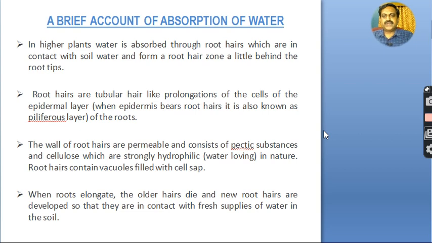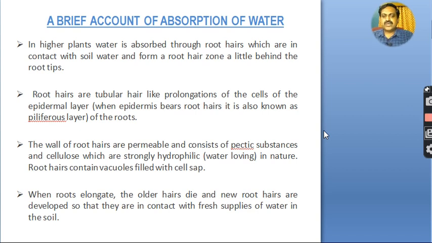Root hairs in general are tubular or hair-like prolongations or extensions of the cells of the epidermis or epiblema of the roots. The wall of the root hairs is permeable, which permits the entry of solvents and solutes. The permeable wall is made up of pectic substances and cellulose, which are strongly hydrophilic, that means showing affinity towards water.